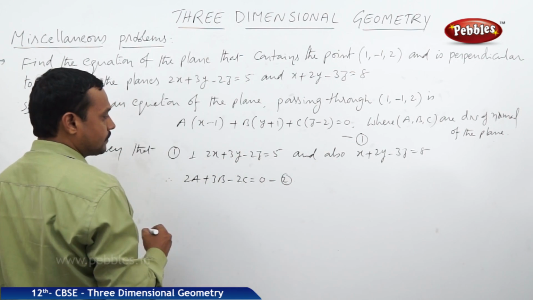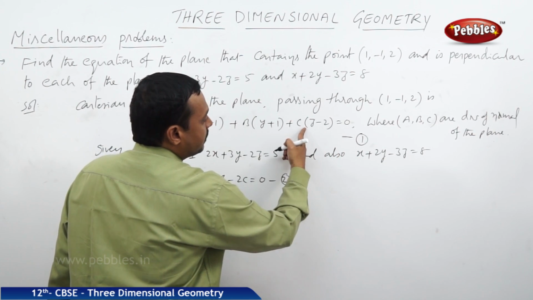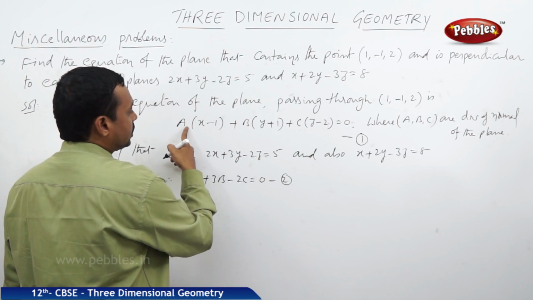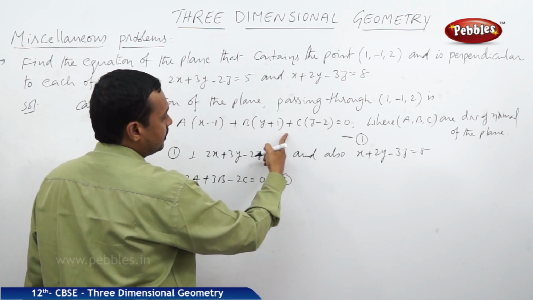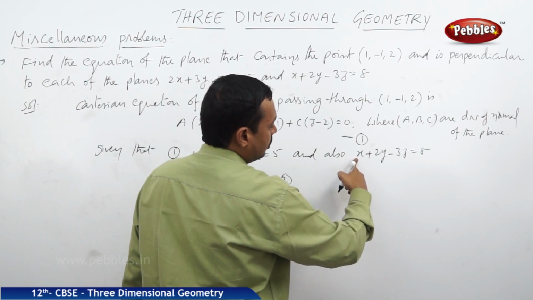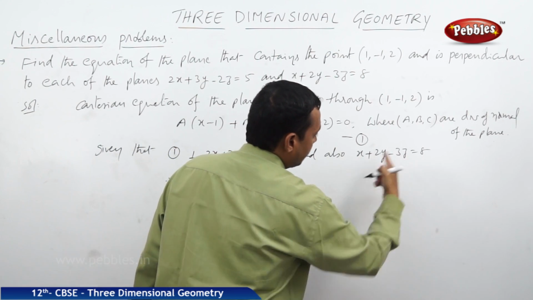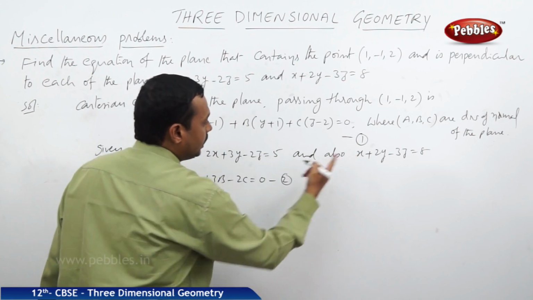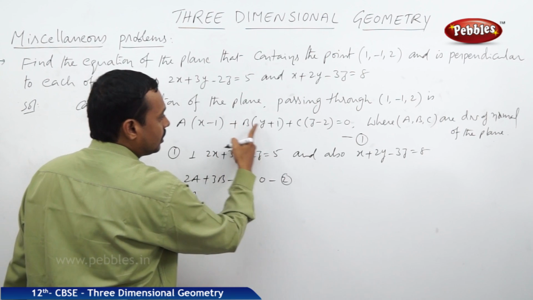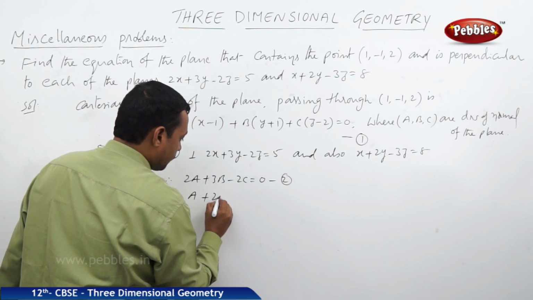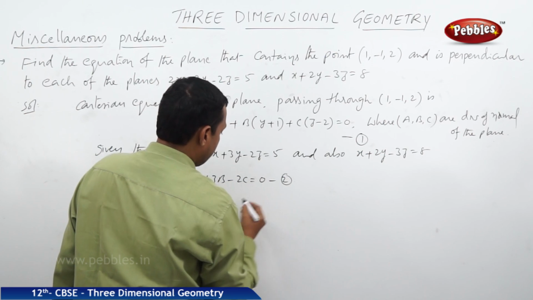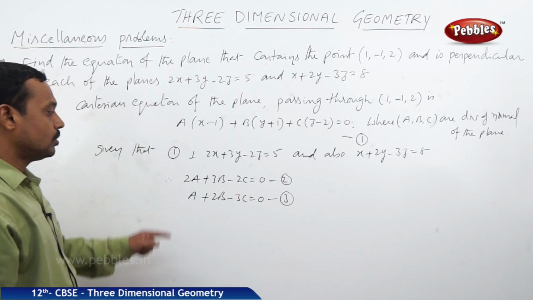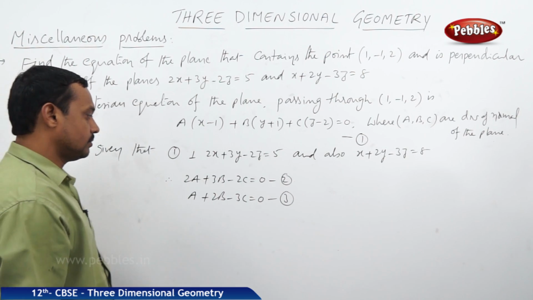And this plane is also perpendicular to this one, so the direction ratios of this plane are a, b, c and the direction ratios of the normal of this plane are 1, 2, -3, and again apply the same formula here. a + 2b - 3c = 0. Let it be third. Now, solve these two equations.